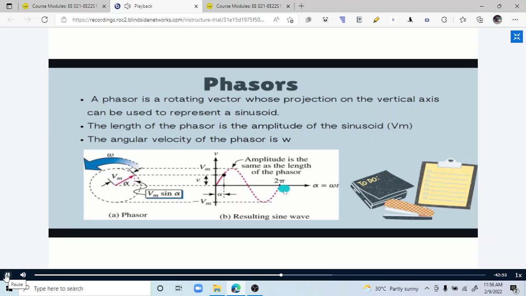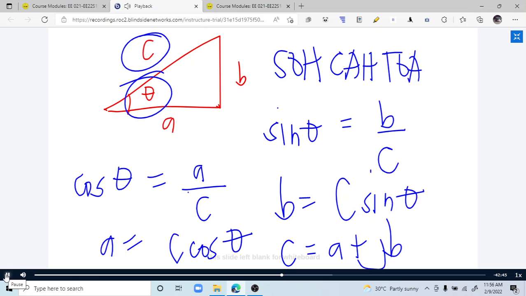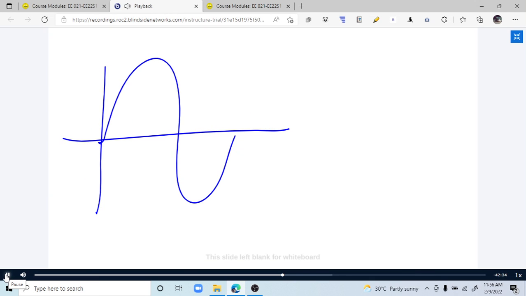Let me just unshare my screen so that I can at least explain to you what the parts of our sine wave are. So we have our sine wave, or we have our wave here. It is composed of, let me change the color.